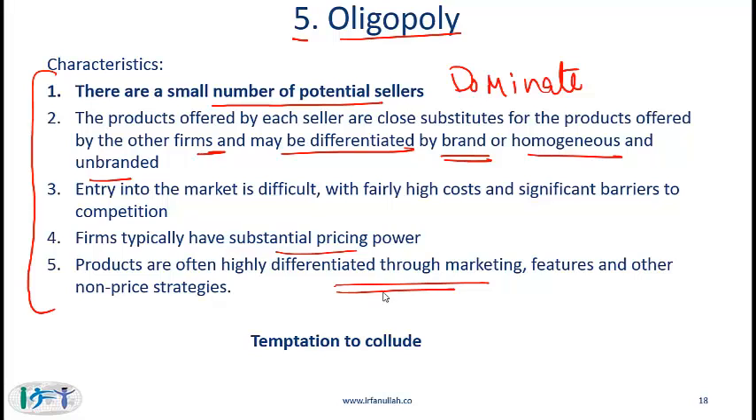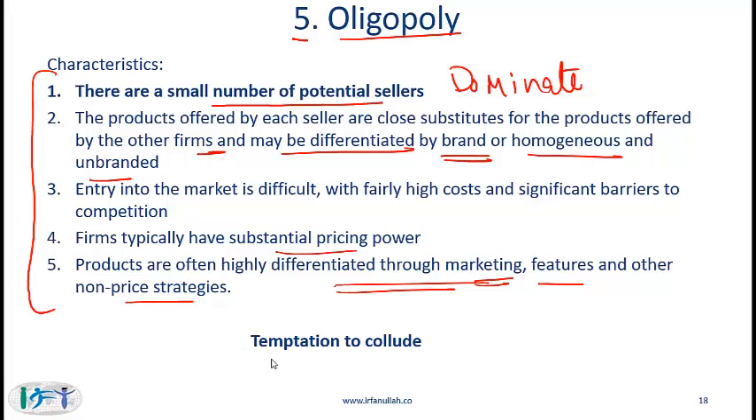And if there is differentiation, the differentiation happens through marketing as well as various features the product might have and non-price strategies. Note that this is not critical, however, for a given market to be considered an oligopoly. It is also possible to have an oligopoly where we have 2 or 3 firms producing products which are not differentiated.